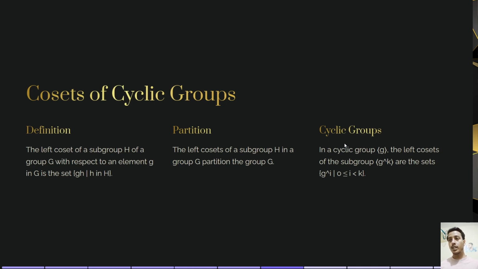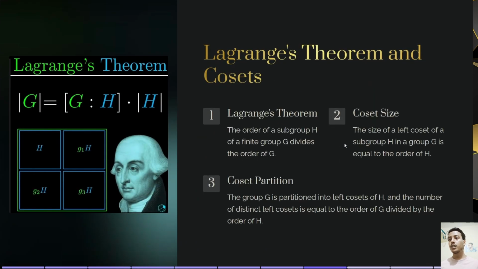And now we will move to Lagrange's theorem and cosets. Lagrange's theorem: the order of a subgroup H of a finite group G divides the order of G. Second one is coset size. The size of a left coset of the subgroup H in a group G is equal to the order of H. Third one is coset partition. The group G is partitioned into left cosets of H, and the number of distinct left cosets is equal to the order of G divided by the order of H.